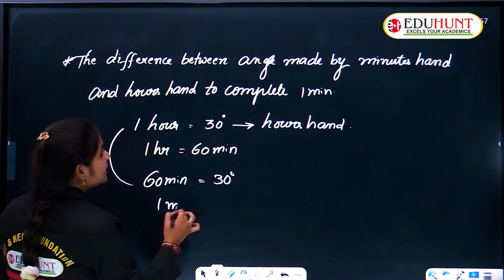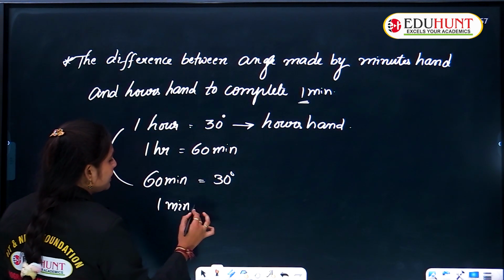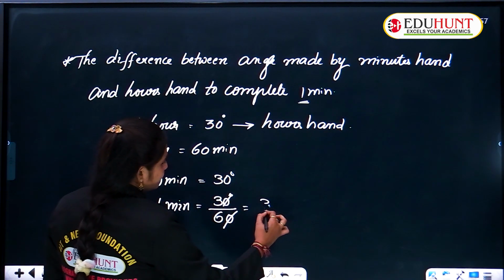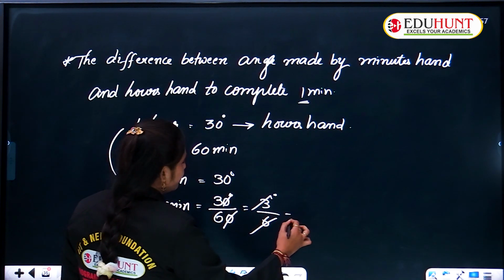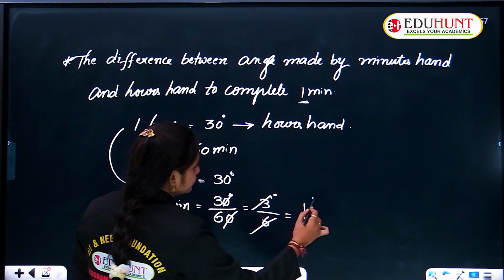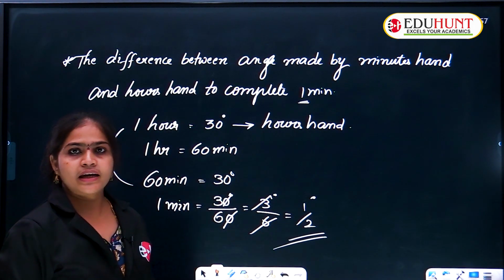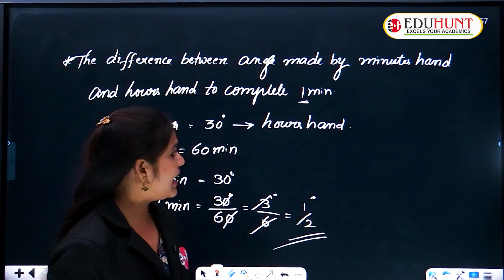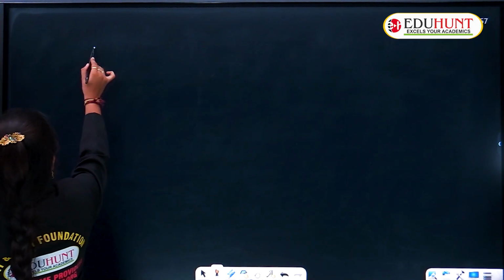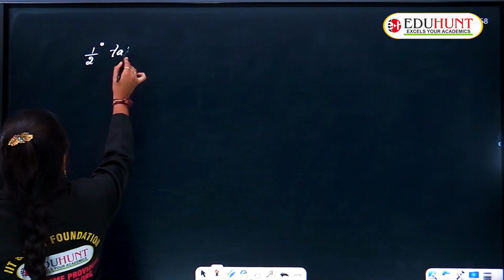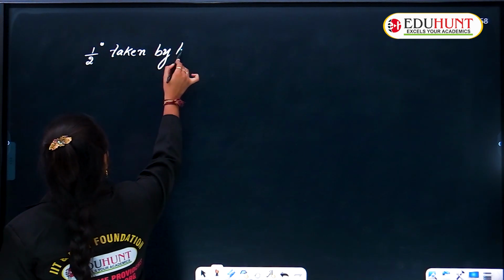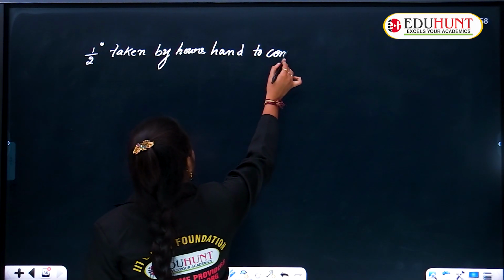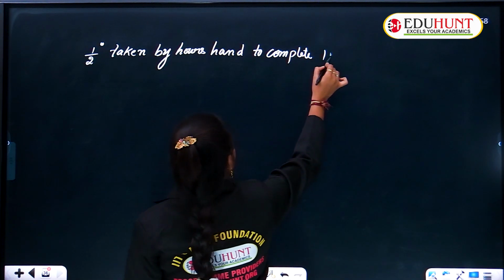Now here for 1 minute they are asking. That's why, to calculate for 1 minute, it is equal to 30 degrees by 60. The 0 and 0 get cancelled, 3 by 6 means 1 by 2 degrees. Half degree. Okay, half degree is taken by the hour's hand to complete 1 minute.